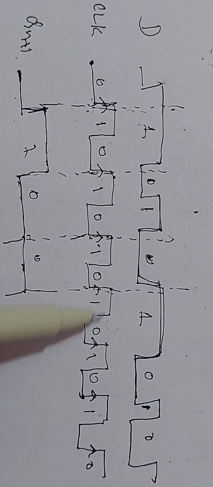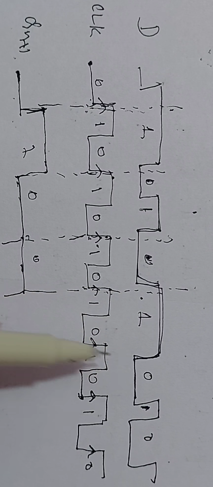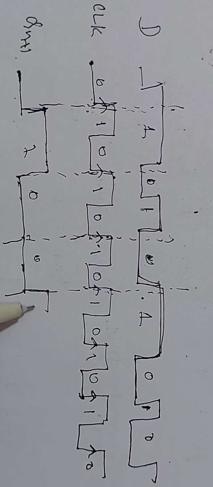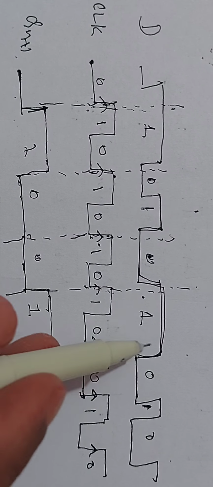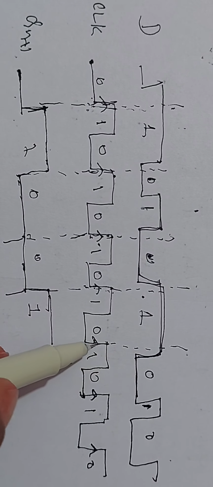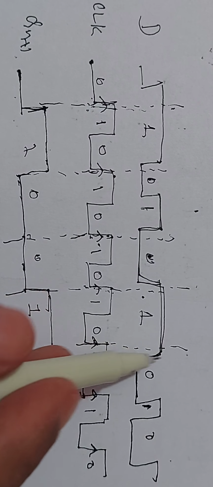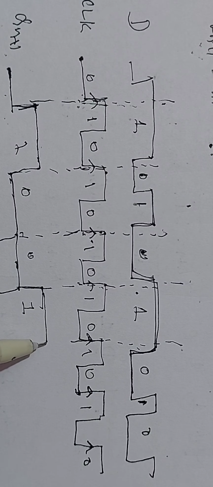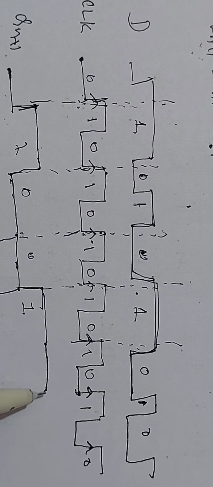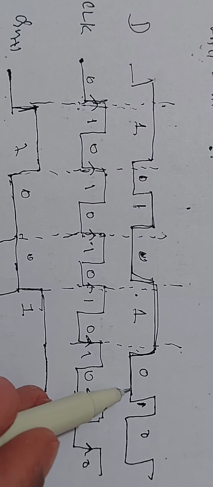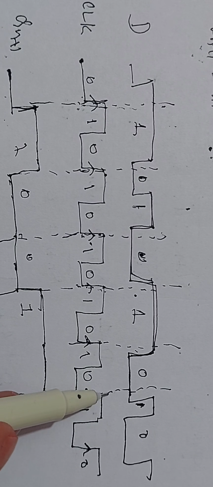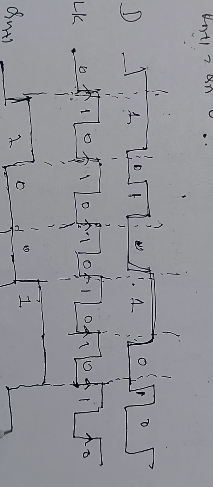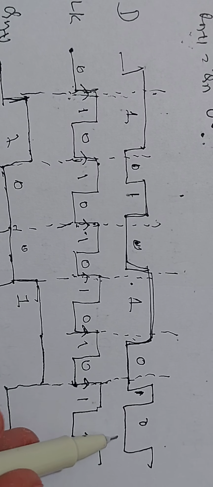At this clock pulse, D is 1. Therefore, the output should be 1. The output goes to 1 and remains 1 till the next clock pulse. And see, at this clock pulse, again D is 1. Therefore, the output remains 1 till the next clock pulse. And at this clock pulse, the D value is 0. Therefore, the output goes to 0 till the next clock pulse.